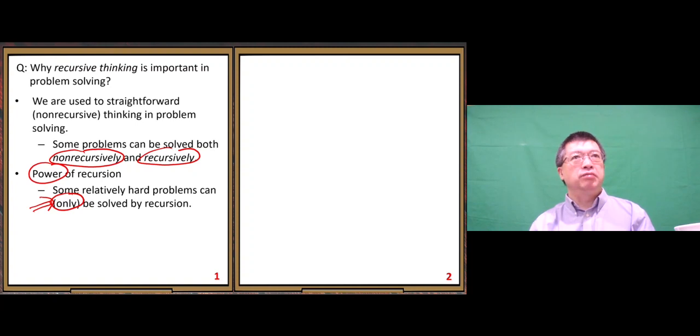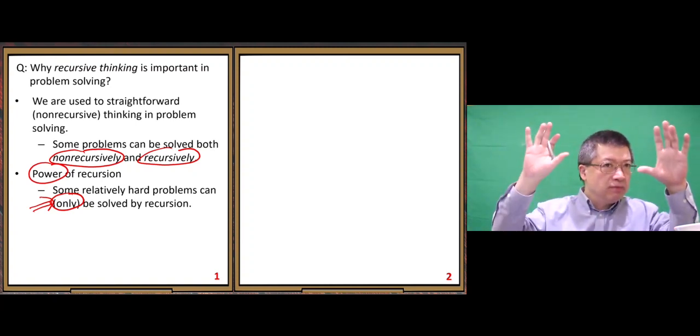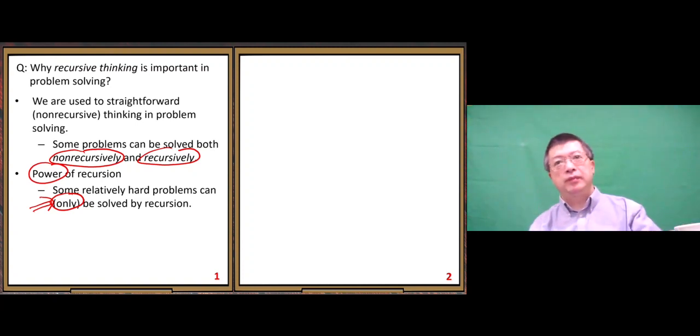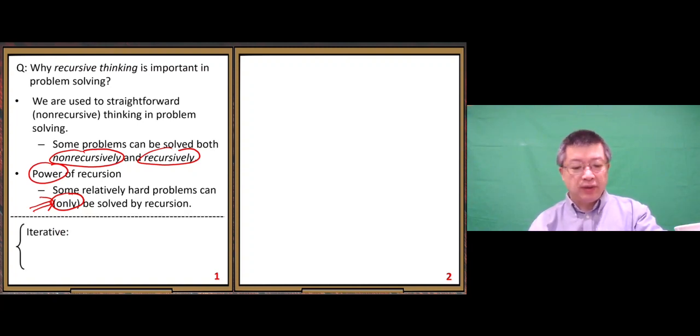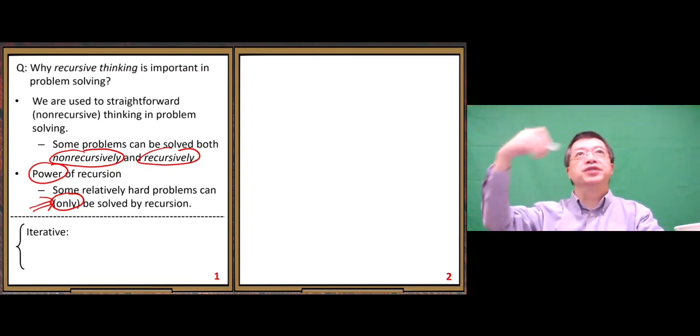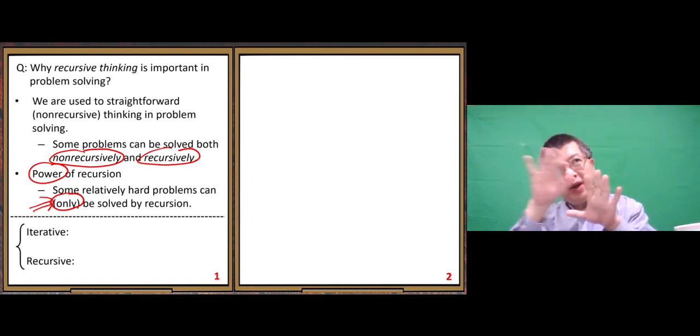People mainly like to use the recursive way to solve some kinds of complicated problems. All right. Now I want to compare two different ways. The first way, non-recursive, we call the iterative way, because we do iterations. The second is the recursive way. So we compare.